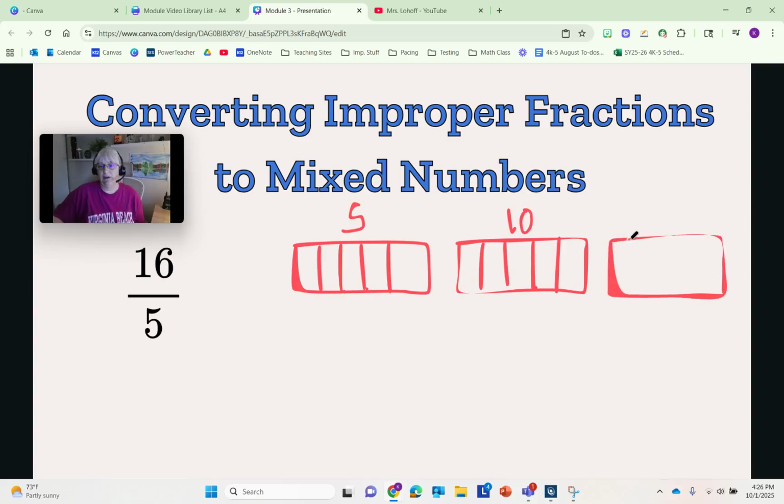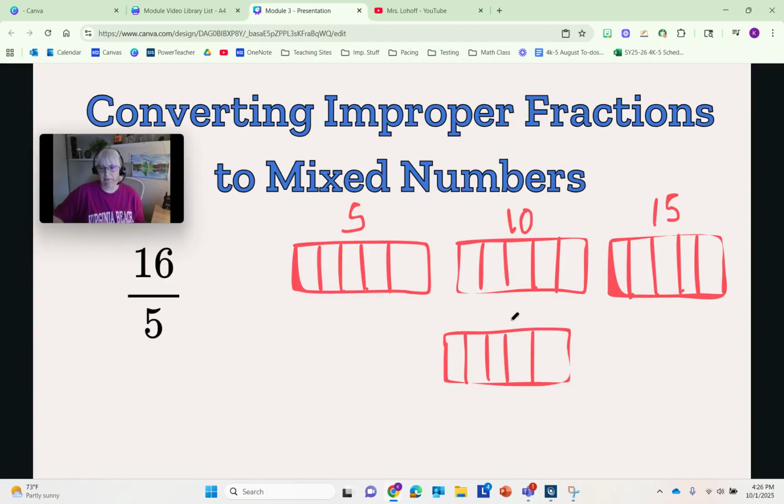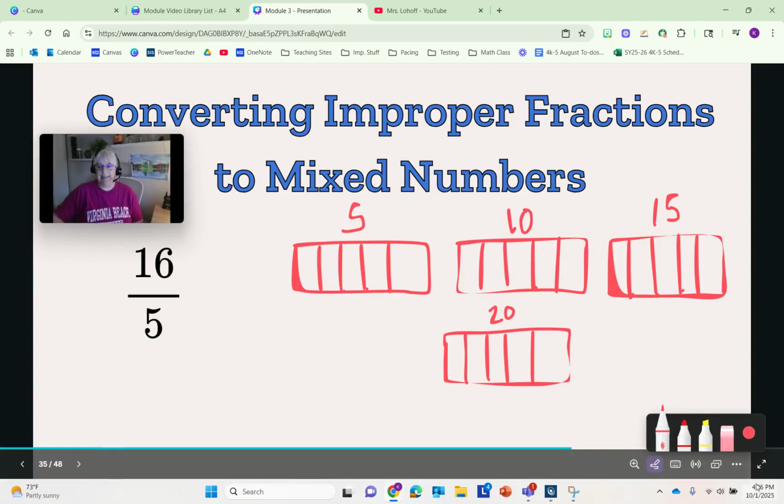Now, drawing out isn't always going to work, especially with larger numbers, but it is going to help you in the beginning just to get the idea of what you're doing. So this is 15 total pieces because I have 5 here. 5 more is 10. 5 more is 15. We need 16. I need to make a whole nother tray. 1, 2, 3. Oh, boy, I want that piece right there. And this would be 20, right? All right, I need 16.